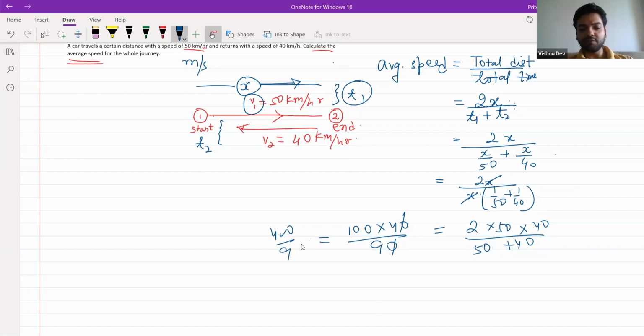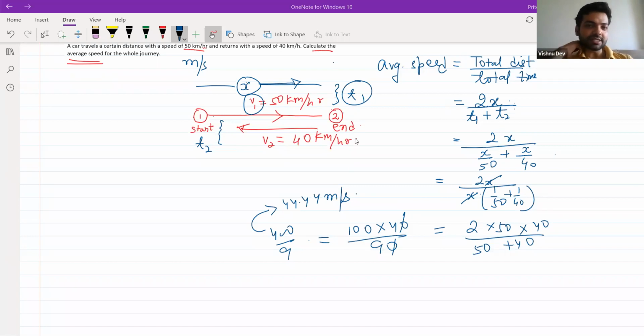400 by 9. Any one of you getting 400 by 9? If you make it into decimal, you will get 44.44, and the unit will be meter per second. Exactly. Yes, Varun, I can see. Shivansh. All right, good. So I hope this question is understandable to all of you.